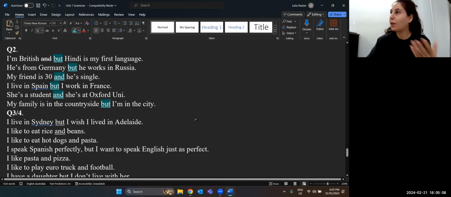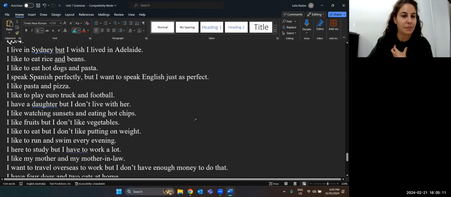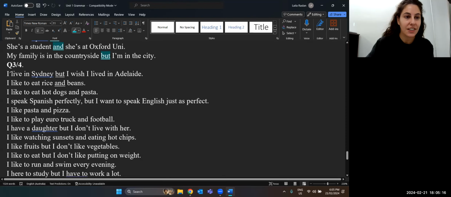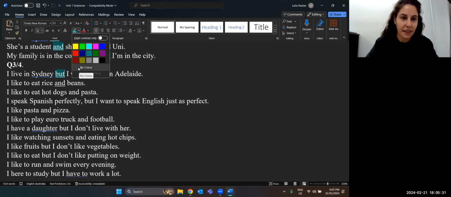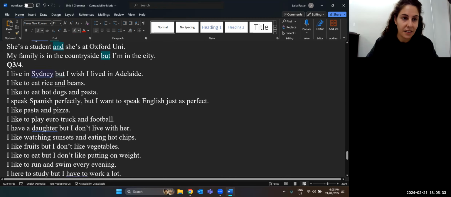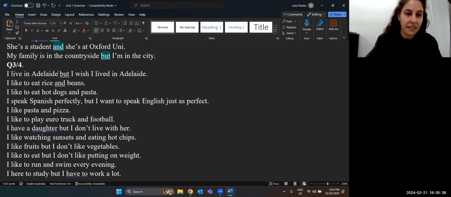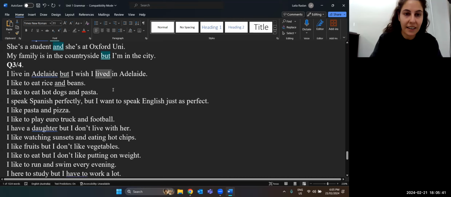Okay, so we did our own personal descriptions. Let's have a look at some sentences that a lot of other students wrote. So, I live in Sydney, but I wished I lived in Adelaide. Maybe this one should be the other way around because maybe somebody is here now. So I think I should change that to just say I live in Adelaide, but I wish I lived in Sydney.